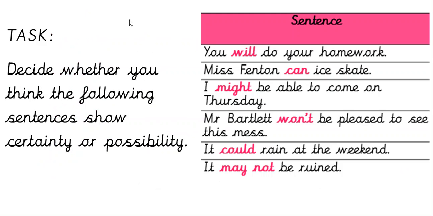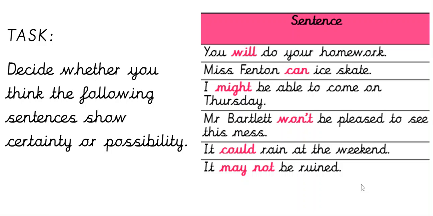For your next task, I would like you to look at these 6 sentences on the right hand side of the screen. I would like you to decide whether these sentences show certainty or possibility based on the modal verb that's being used. Okay, so you've got: you will do your homework, Miss Fenton can ice skate, I might be able to come on Thursday, Mr. Bartlett won't be pleased to see this mess, it could rain at the weekend, it may not be ruined.